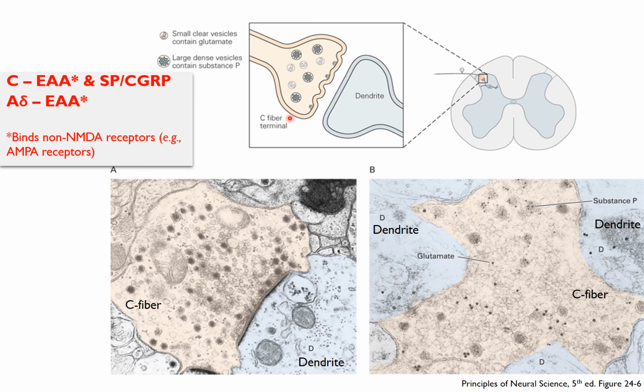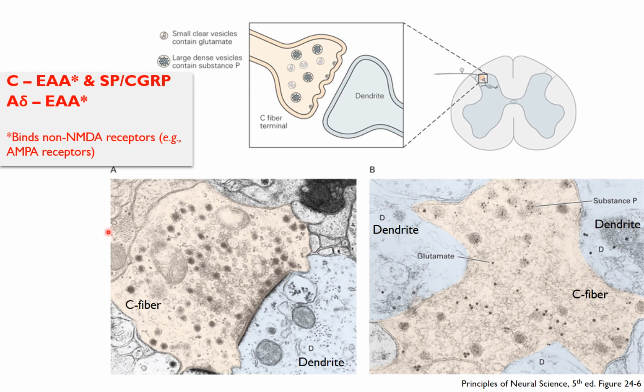Those are specific to C fibers, okay? A delta fibers release only excitatory amino acids, in this case glutamate. So if you have a question asking what nerve fiber type this is most likely to be, and it releases substance P or CGRP as a signaling transmitter, then it's going to be a C fiber. You know that for sure.